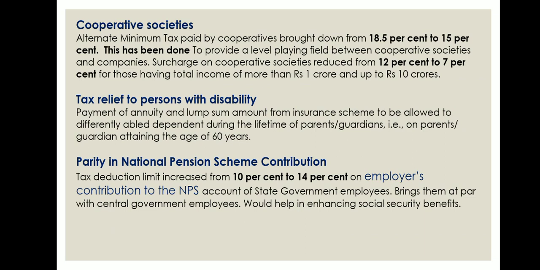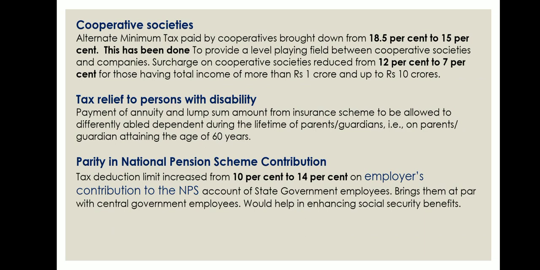Moving forward to the tax relief to persons with disability, the budget says that the payment of annuity and lump sum amount from an insurance scheme is to be allowed to the differently abled dependent during the lifetime of the parents or the guardians, on their attaining the age of 60 years.